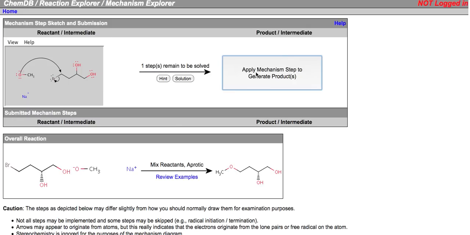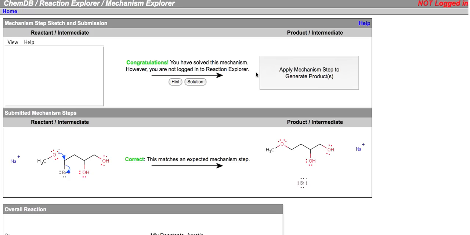And then apply the mechanism step to generate the product. And it will grade that. Since we're not logged on to an actual quiz, we don't get a code, but it does tell the student that yes, you picked up the correct mechanism.